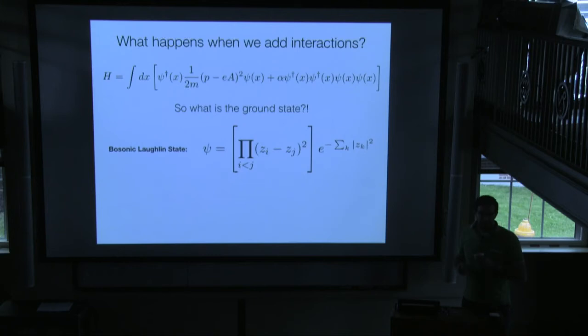And there's no contact interaction. How can we tell there's no contact interaction? Well, because if zi is ever equal to zj, the wave function has a second order zero.